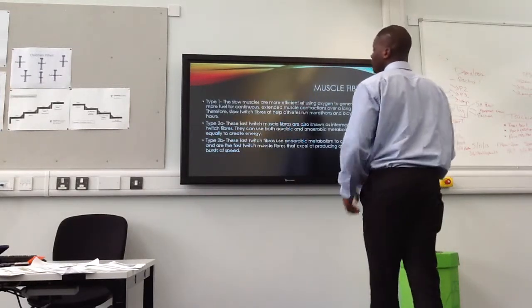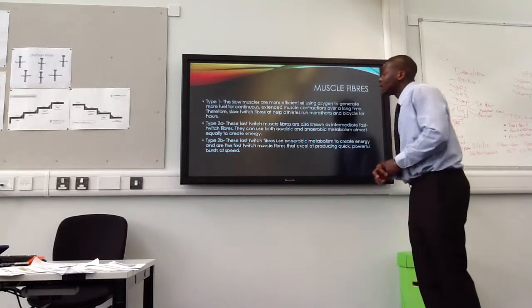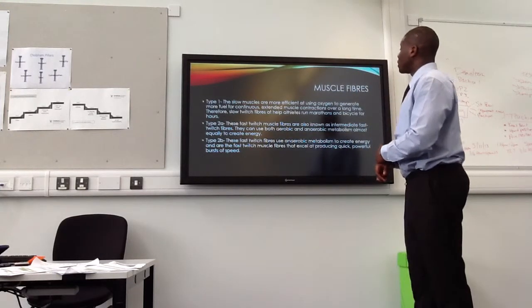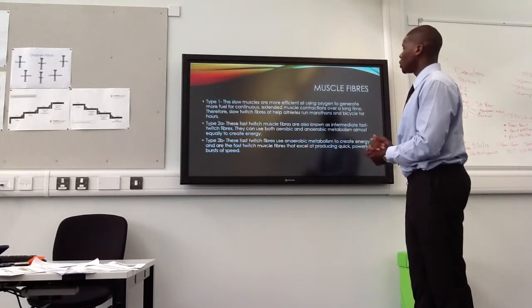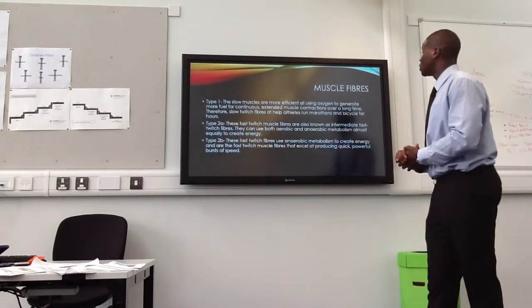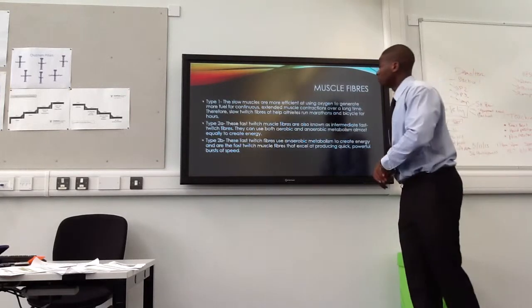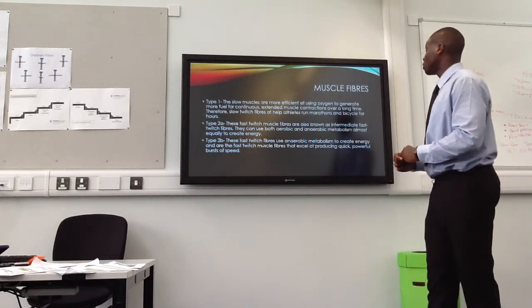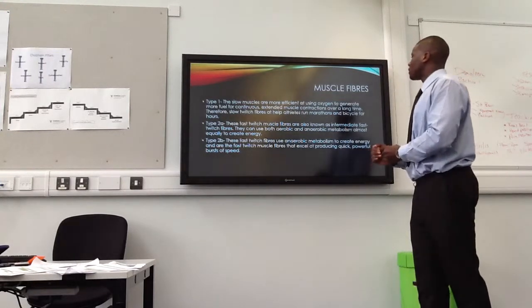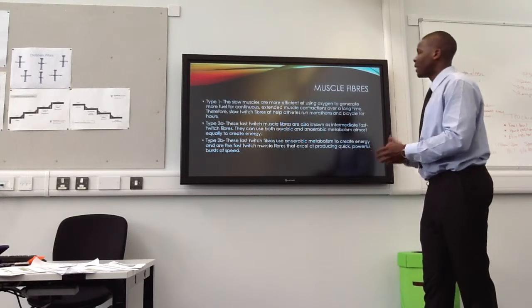Muscle fibers. The 3 muscle fiber types are type 1, type 2A, and type 2B. Type 1 is a slow-twitch fiber. The slow muscles are more efficient at using oxygen to generate more fuel for continuous, extended muscle contractions over a long time. Therefore, slow-twitch fibers help athletes run marathons and cycle for hours.